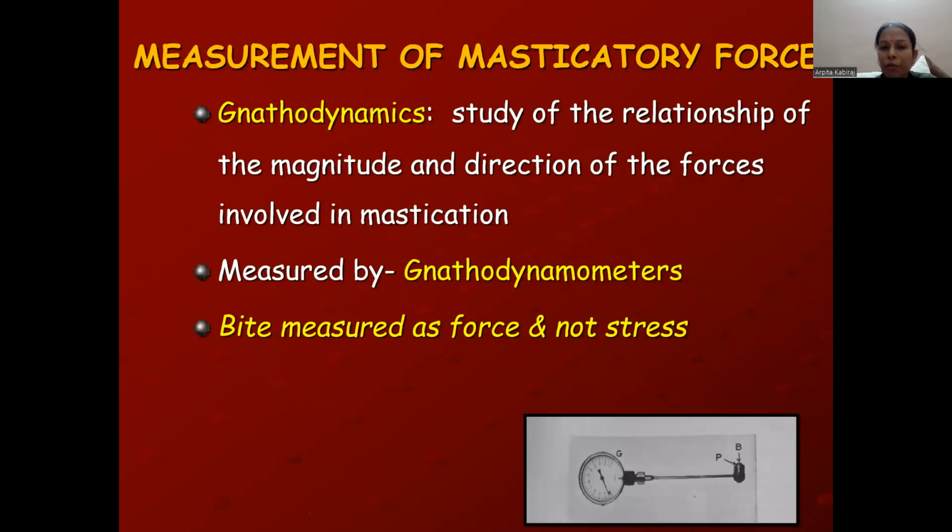Measurement of masticatory forces is called gnathodynamics. It is a study of the relationship of the magnitude and direction of forces involved in mastication. It is measured by gnathodynamometers, and the bite is measured as force and not as stress. This is a gnathodynamometer.